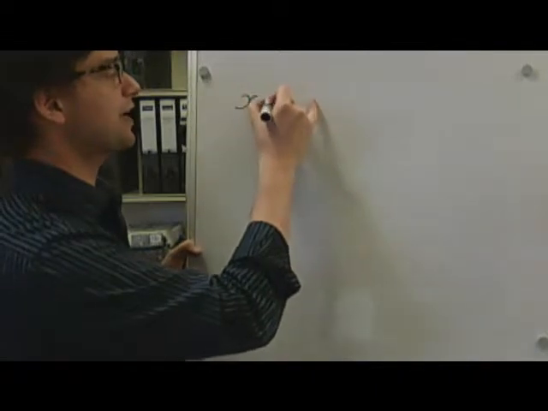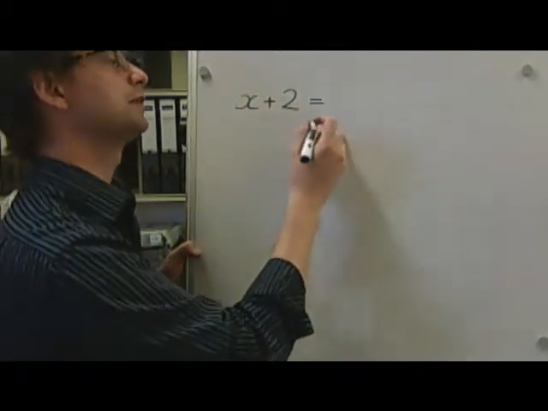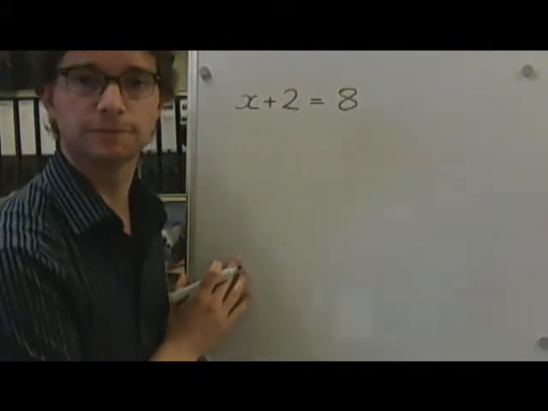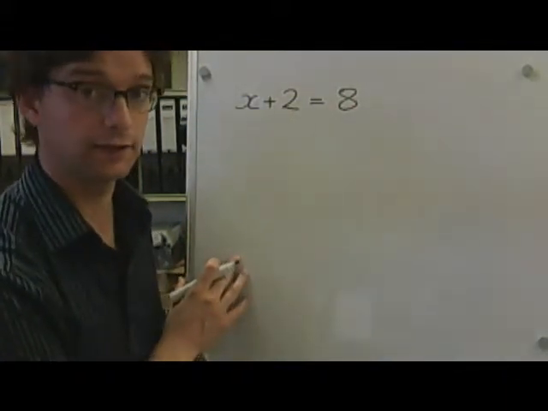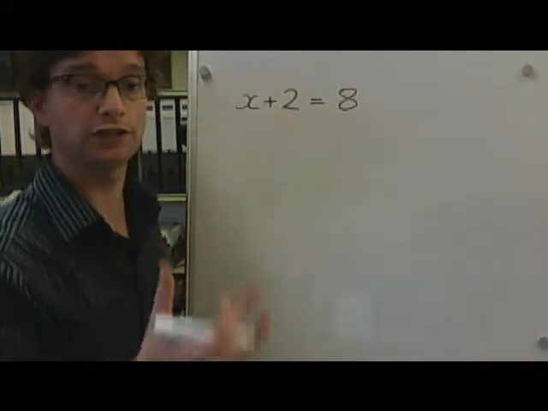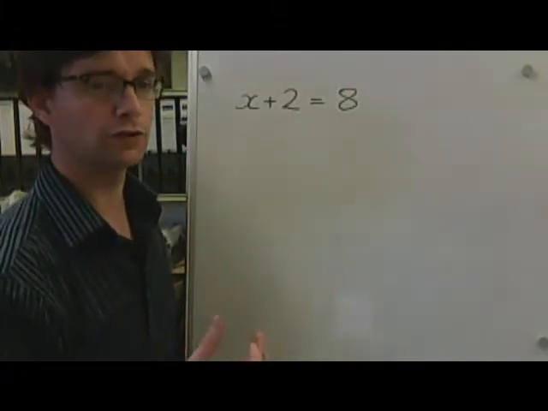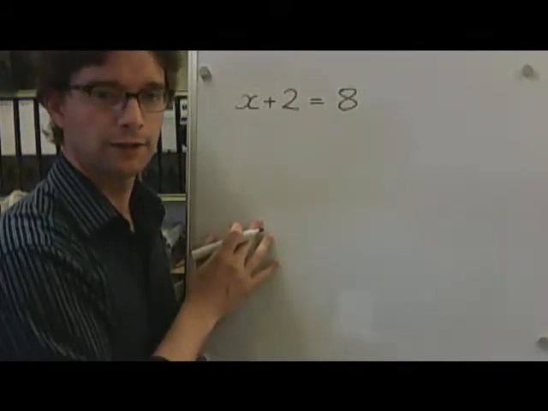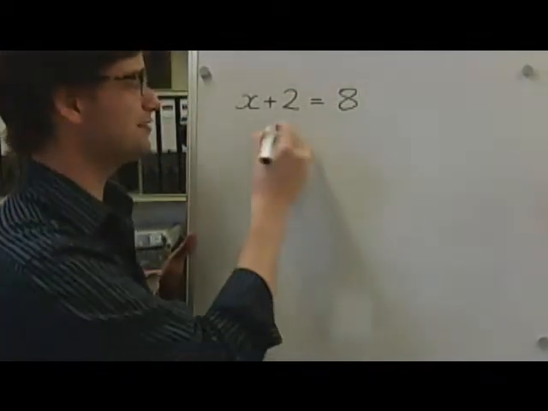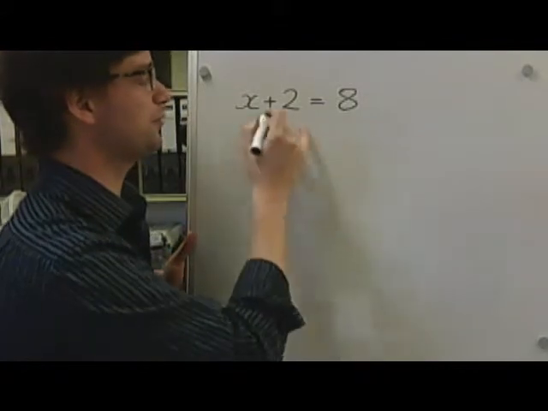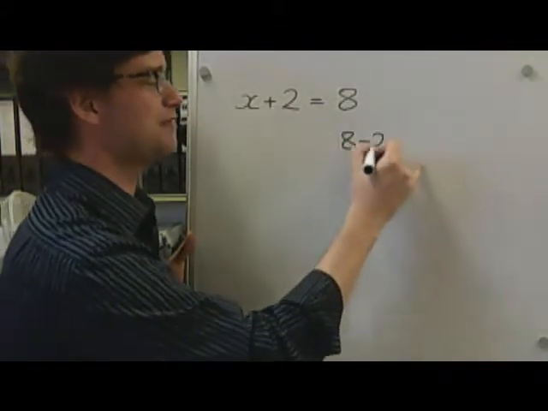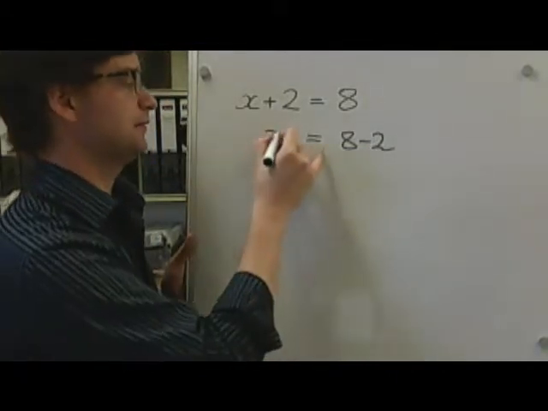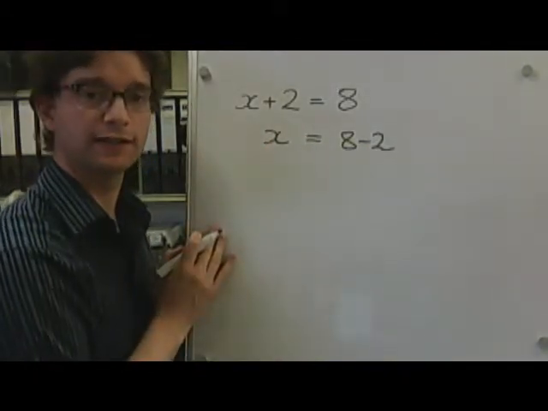If I told you that x plus 2 equaled 8, could you tell me what x was? I think you probably could. I think you'd probably say x was 6. Question is, how did you know? Well, you knew because you knew that 6 plus 2 was equal to 8. But what you probably did was think, well, I need to take 2 away from 8. And if I can do that, it will tell me what x is.